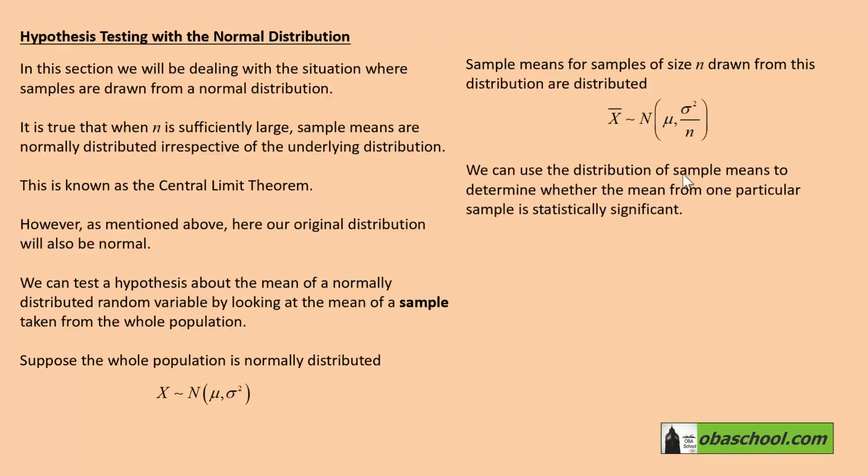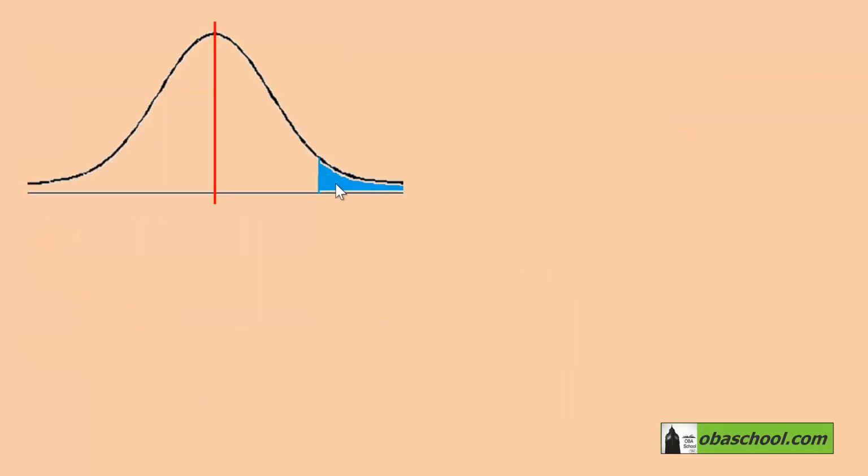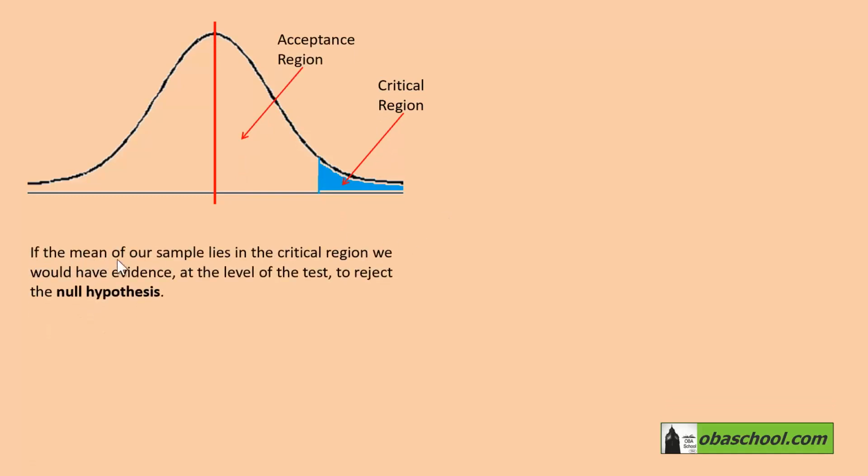We can use the distribution of sample means to determine whether the mean from one particular sample is statistically significant. We'll see this in some examples coming up. We have met the idea of hypothesis testing and critical regions before. So this might be a critical region here, which means this will be the acceptance region. If the mean of our sample lies in the critical region, we would have evidence at the level of the test to reject the null hypothesis.